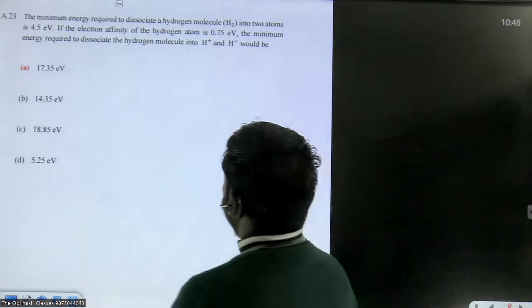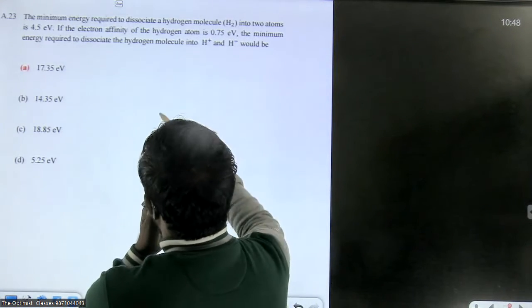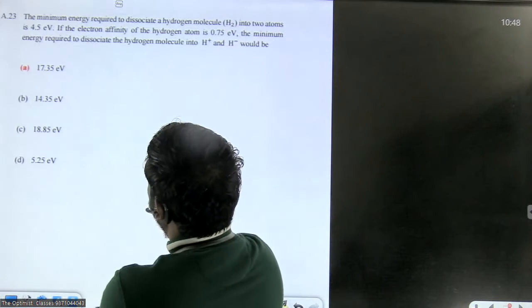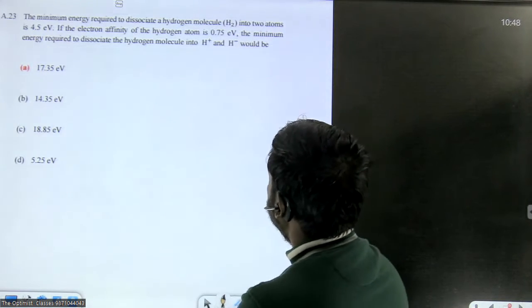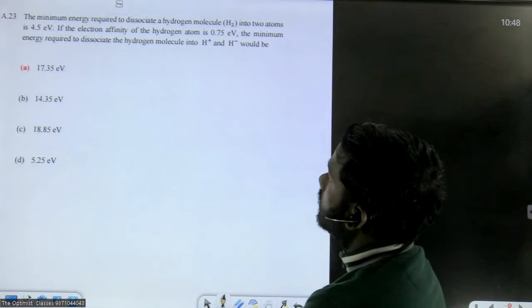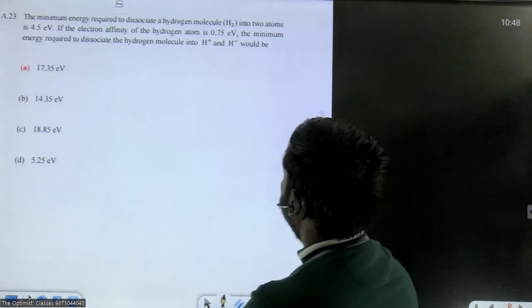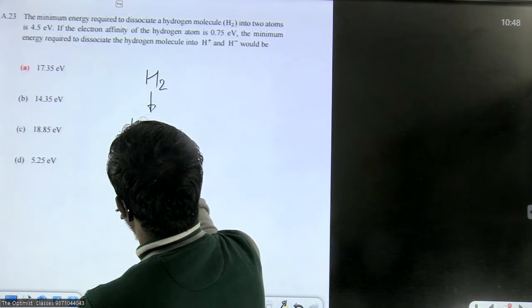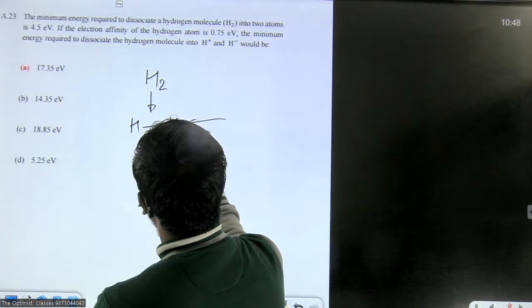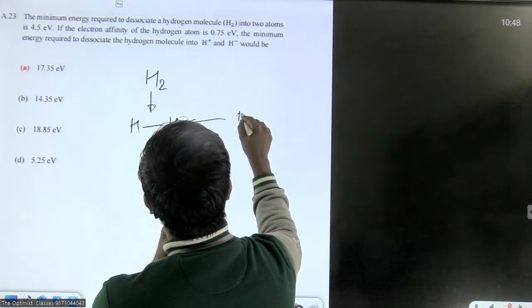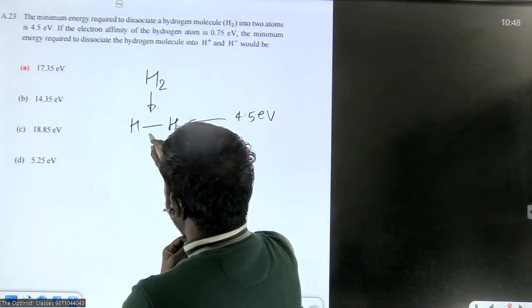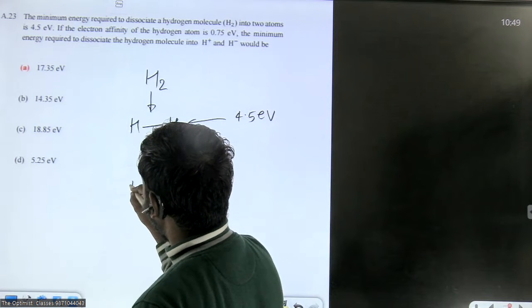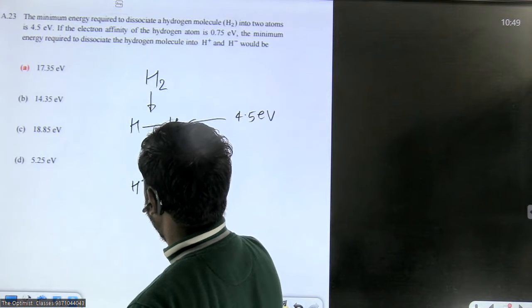Now let's move to this question. It says the minimum energy required to dissociate a hydrogen molecule into atoms is 4.5 electron volt. If the electron affinity of a hydrogen atom is 0.75, what is the minimum energy required to dissociate a hydrogen molecule into hydrogen plus and hydrogen minus. See, what happens? We have a hydrogen molecule. Now we dissociate it into two hydrogen atoms. So here we actually give energy of 4.5 electron volt. Now from here, what we do is we remove one electron. From here we remove one electron.